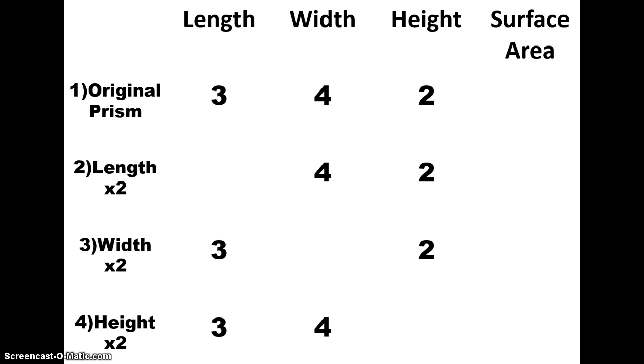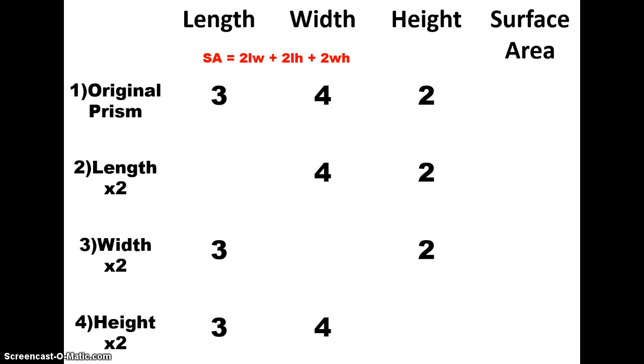And then I'm going to ask you to give me a brief explanation as to how the surface area is affected when we change one of the three dimensions, and see if you can find any connections. Okay, so let's start with our original prism. Our original prism has a length of 3, a width of 4, and a height of 2 units.